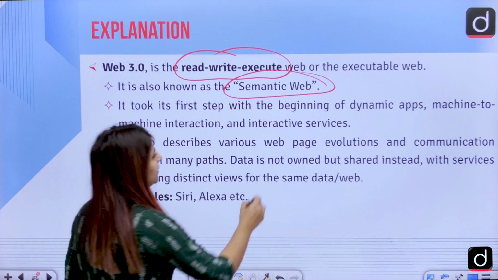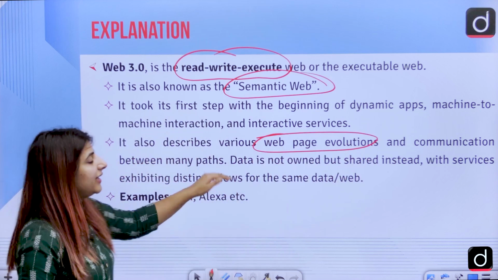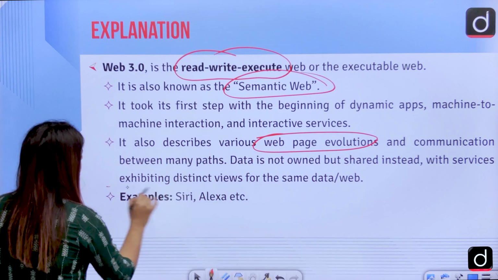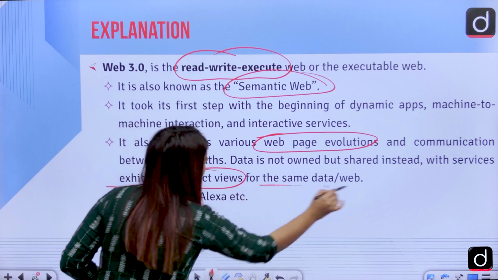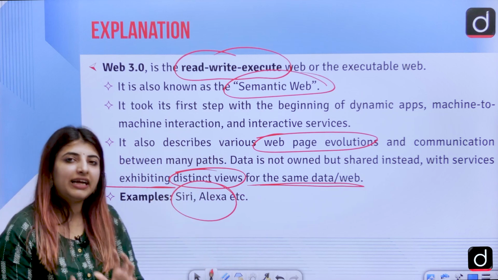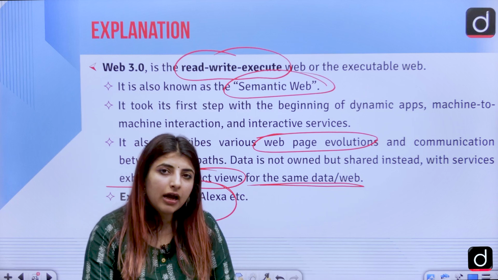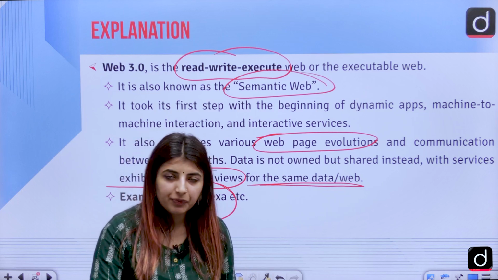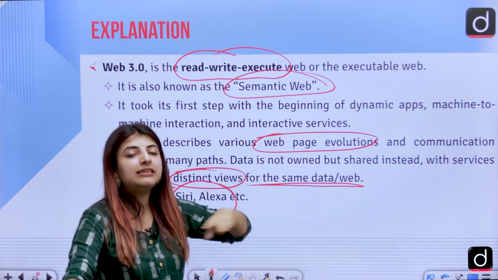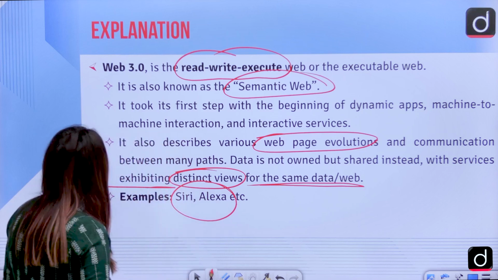It also describes various web page evolutions and communication between many parts. Data is not owned but shared instead, right? With services exhibiting distinct views for the same data web. For example, I gave you the example of Siri and Alexa, and of course, Google Assistant. And I am asking the Google Assistant to wake me up at 7 p.m. or something like that, right? So this is something where I am also executing certain things. The machines are also interacting with each other, right?